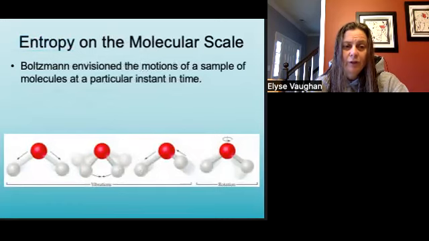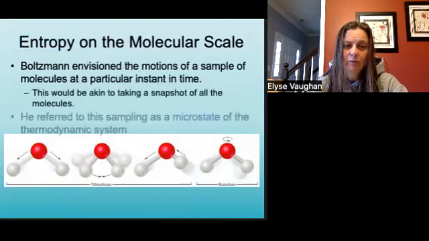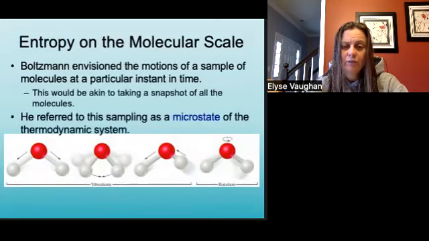All of that motion we can envision at a particular instant in time. So like if we were to take a snapshot of those molecules, that's what we call a microstate. So each possible configuration, each possible location of each atom, each possible rotation, each possible vibrational movement of every atom or every molecule in the system is a microstate.